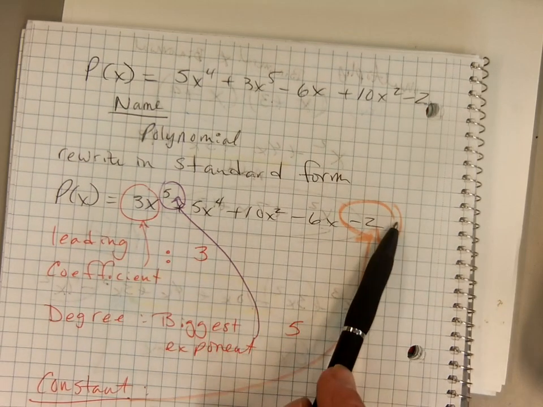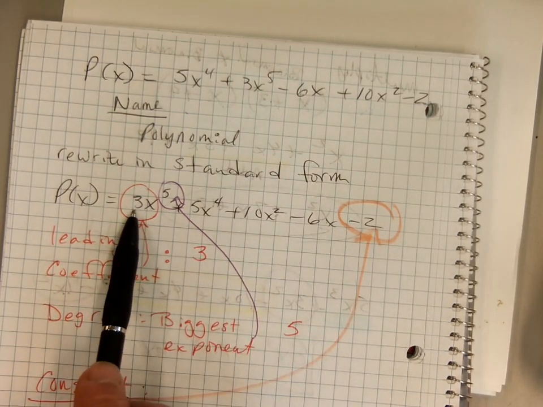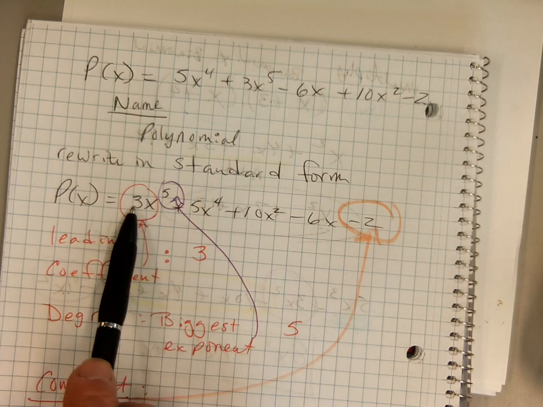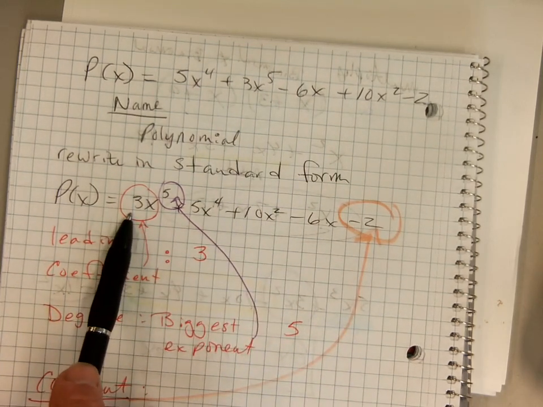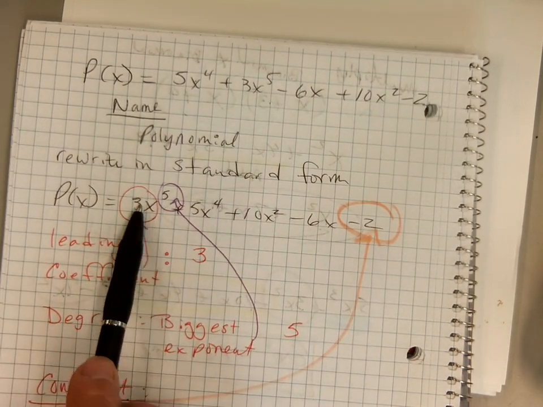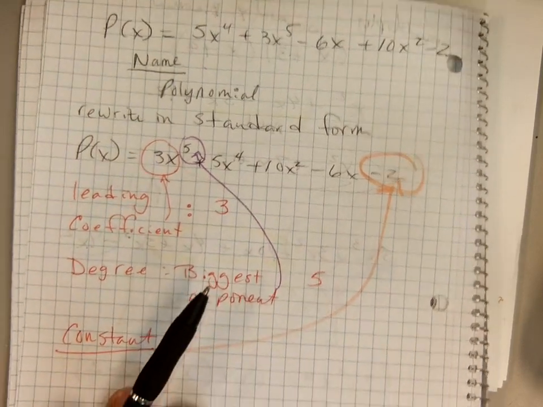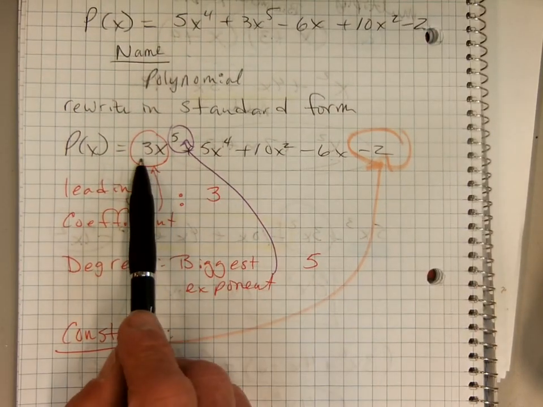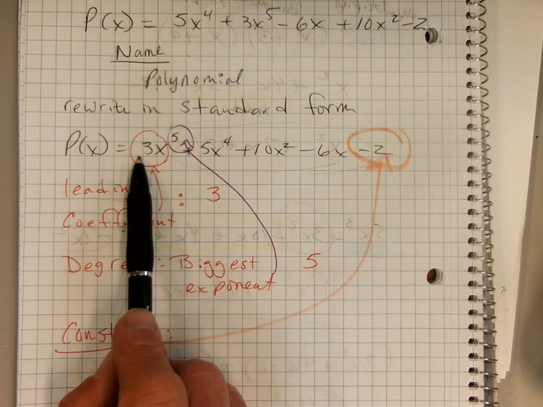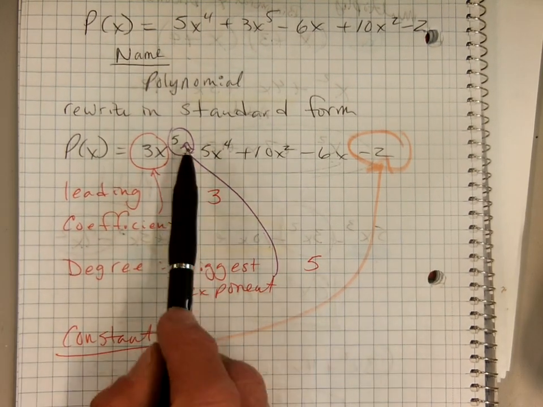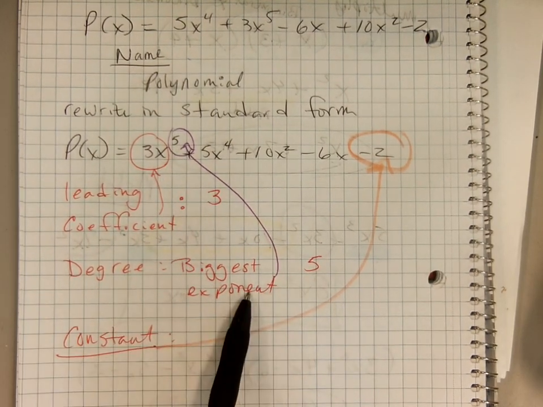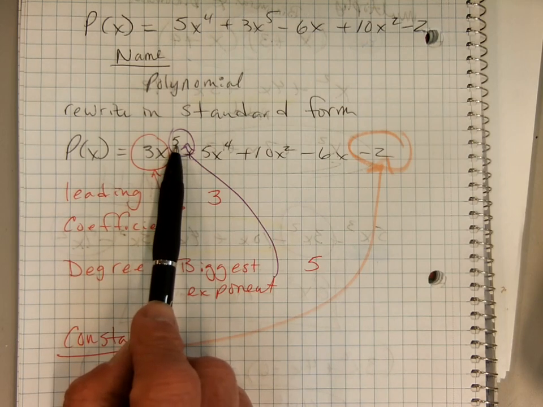Now, once it's written in standard form, we talk about a thing called a leading coefficient. The leading coefficient is the number in the front. Well, I've rewritten it, so it's the 3. This 3 is in the front. That's called the leading coefficient. We'll talk more about that as the course goes on. That's an important thing. The degree is the biggest exponent. The degree is the biggest exponent. So in this case, it's got a degree of 5.